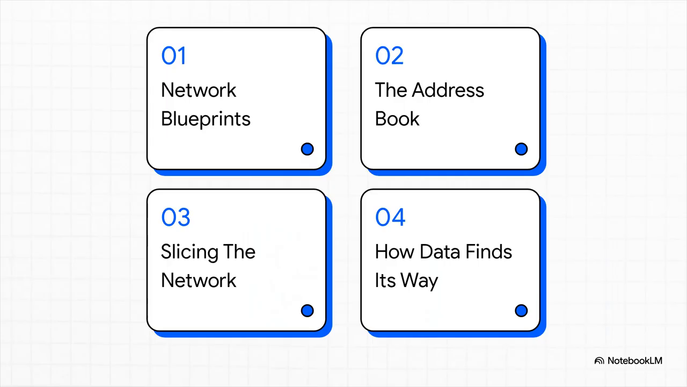Let's get into it. So, here's our game plan. First, we'll look at the physical stuff, the literal wires and hardware that make up the internet's backbone. Then, we'll get into the internet's address book, how every single device can find any other. After that, we'll see how massive networks get sliced into smaller chunks for speed and organization. And finally, we'll get to the really cool part, the intelligence that guides your data on its incredible journey.